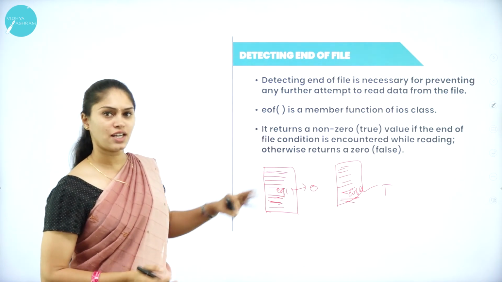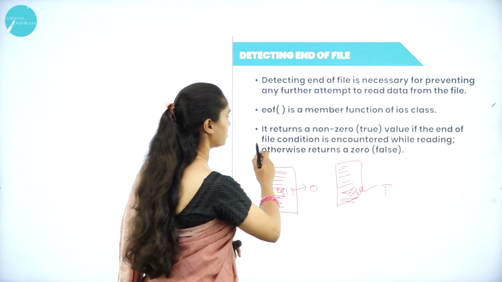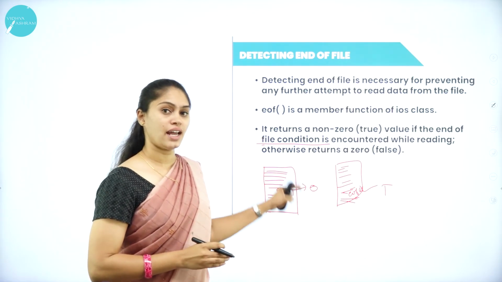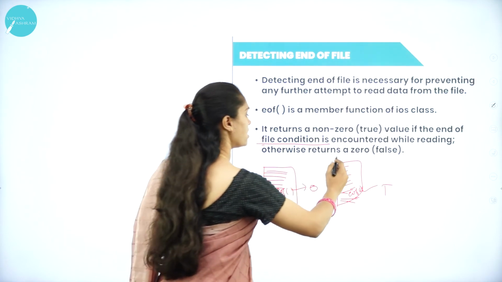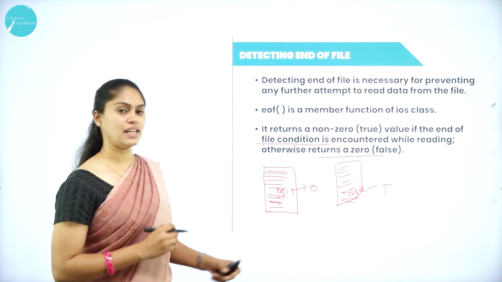If it is non-zero or true, then it is going to tell us the end of file condition is encountered. If it is 0, that is false, at that time what is it going to do? It is going to continue the further reading.